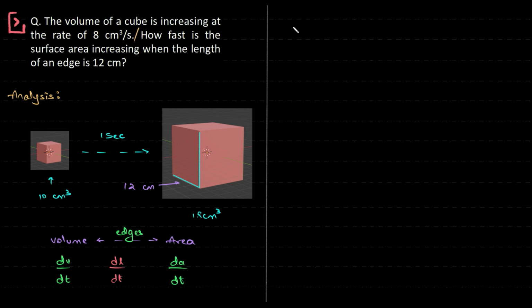Now we can start the answer. So very first thing is, we will need to talk about how the volume and the area is related to the length. Okay, before that, let me write the given. So rate at which the volume is changing with respect to time is 8 centimeter cube per second. Then they're asking us to figure out the rate at which the area is changing when the length is 12 centimeter.